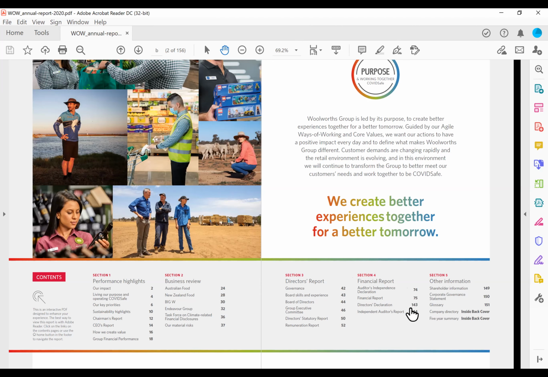So most of those pages are the notes to the statements, and we're going to go to that and have a look. And then there's other information there. So I'd like to go to the financial report with you here. So I'm just clicking here. It's an interactive report here.